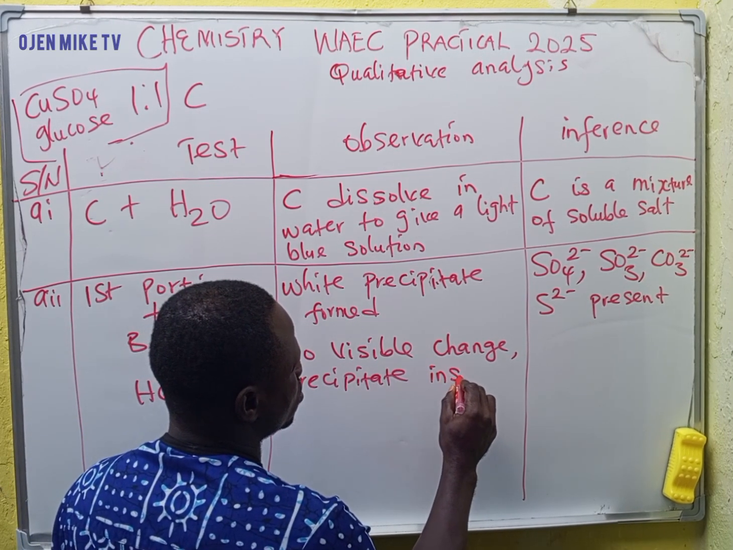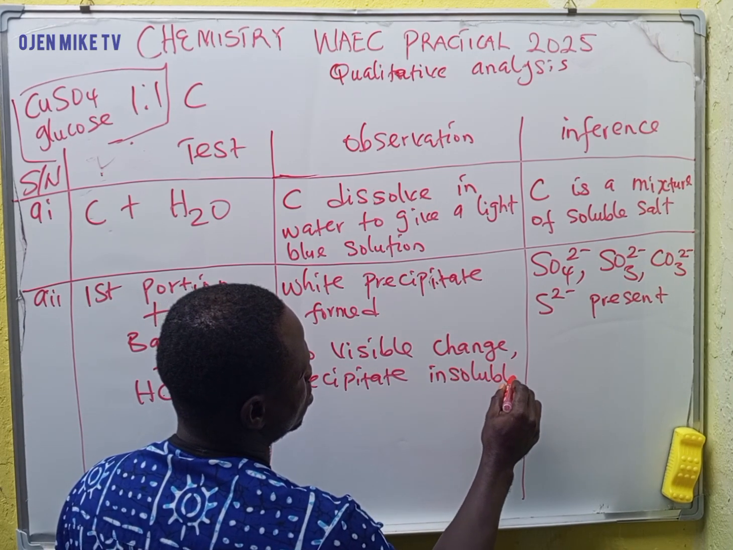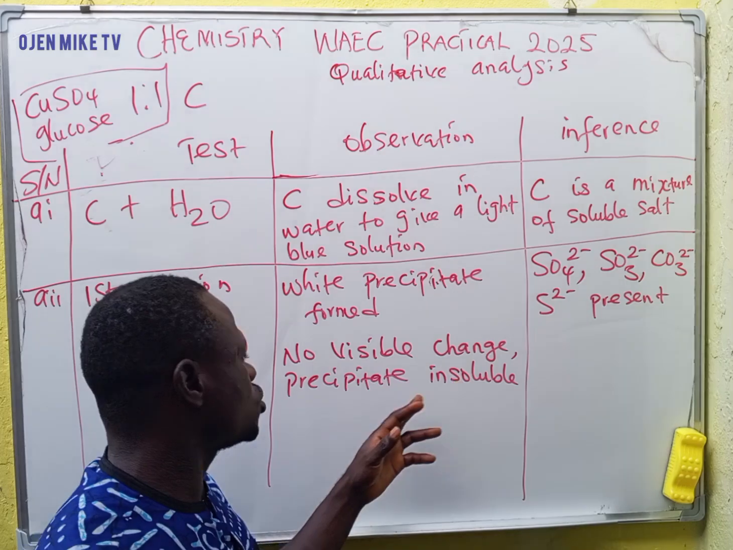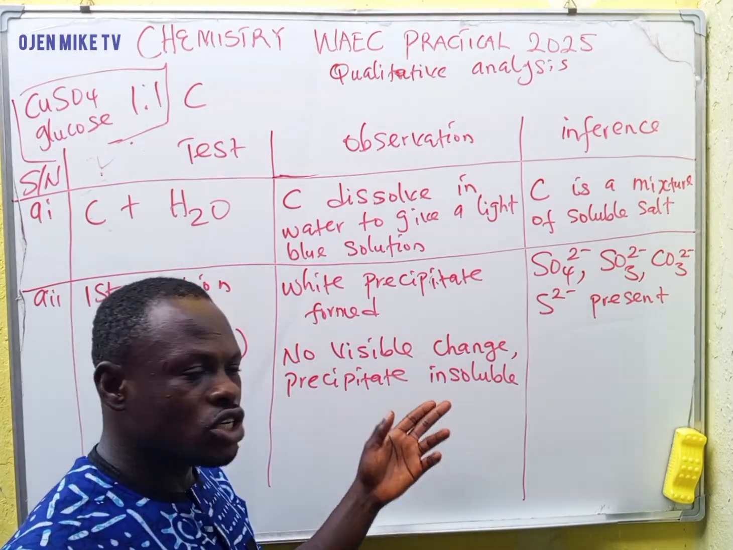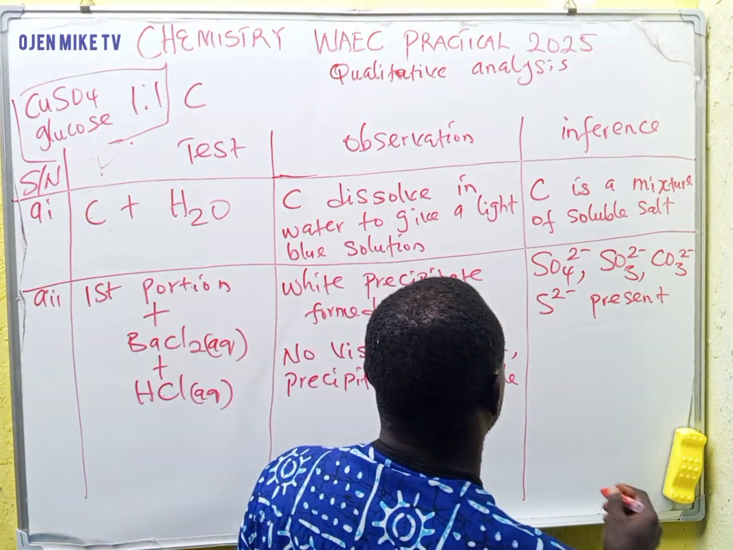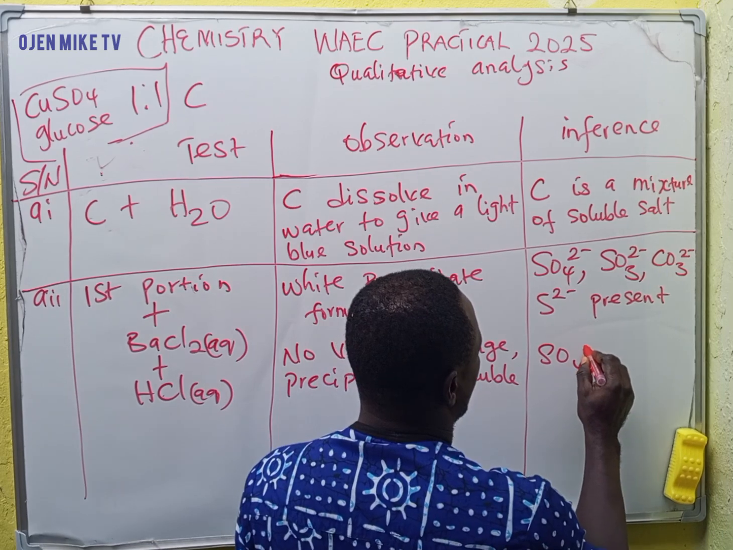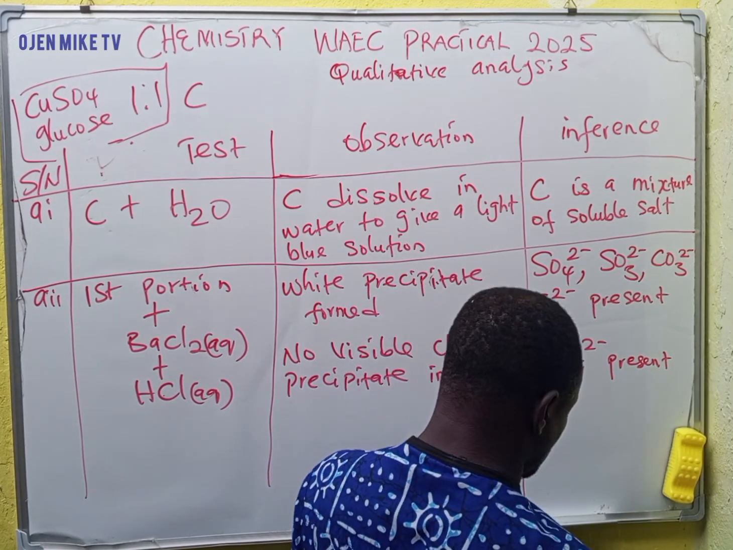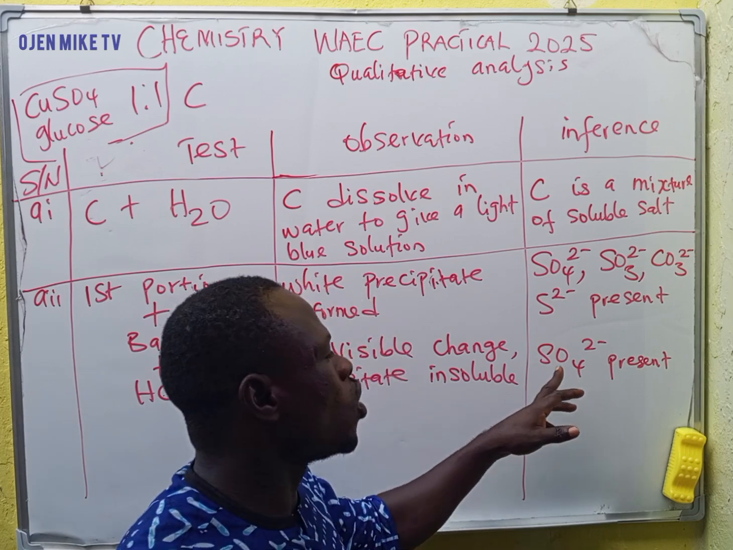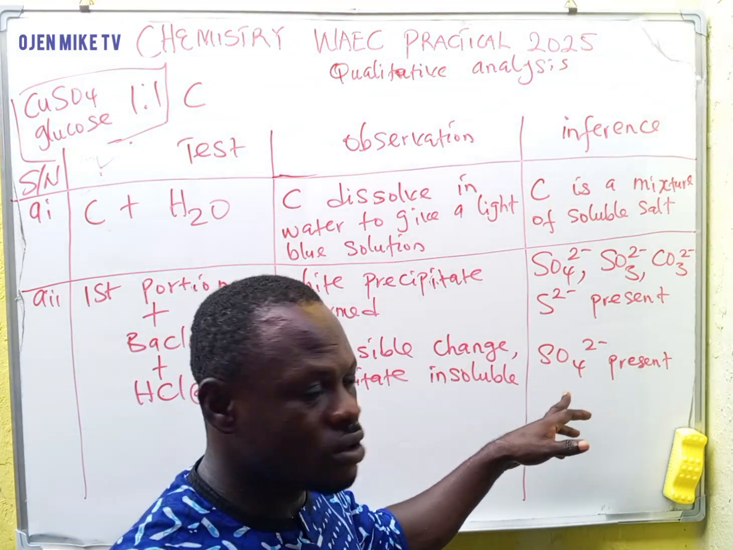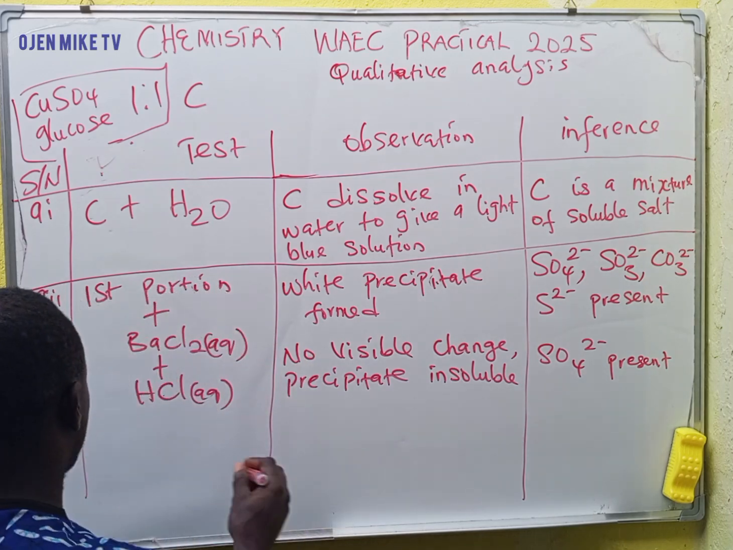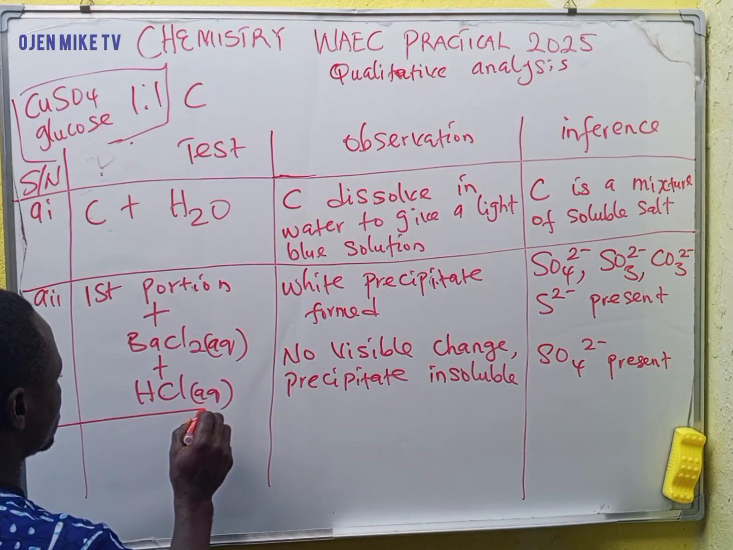insoluble. Precipitate insoluble. So no visible change, and precipitate is what? Insoluble. That is where to say that SO4 ion is what? Present. So this is where to know that only this one is present. Okay, only this one is present. This one has finished. So at the end of it, we rule our line.